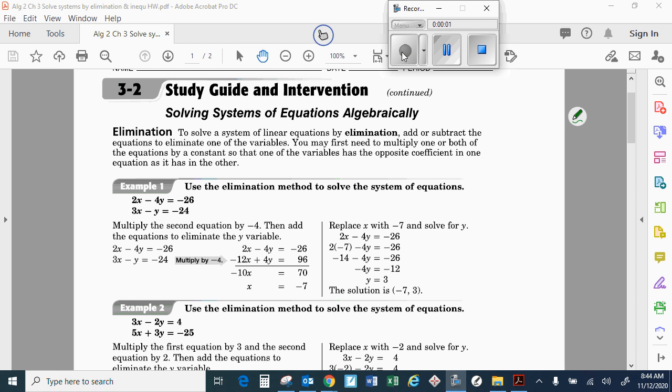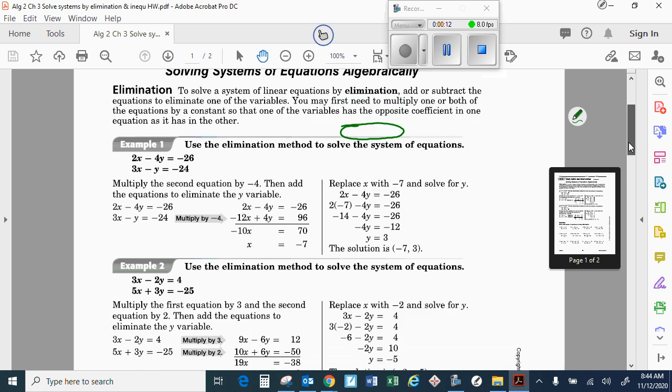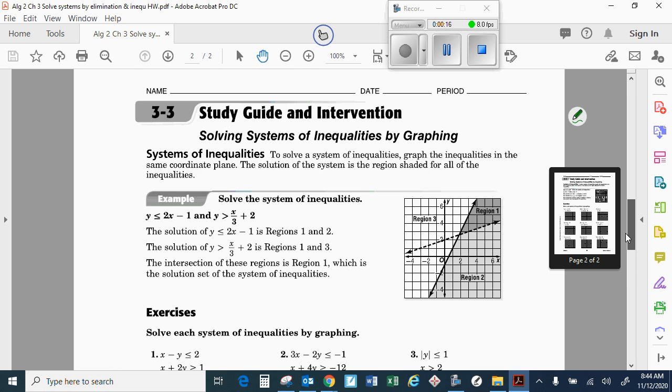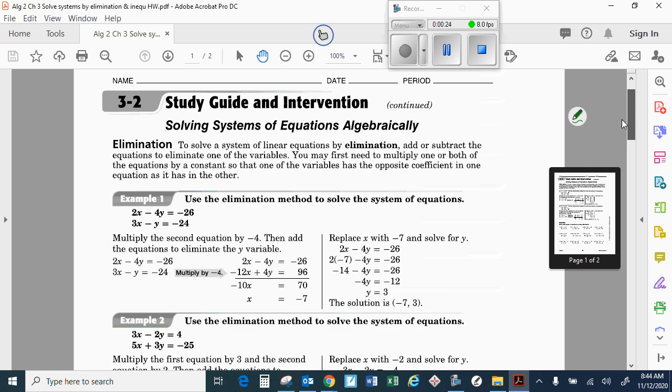Okay, today we're going to solve systems of equations algebraically using the elimination method. That means we're going to eliminate either the x or the y, solve for that, and plug it back in. Second page, we are going to solve systems of inequalities by graphing. That means you're going to shade. You graph both the lines and shade and find where the overlapping shade is.